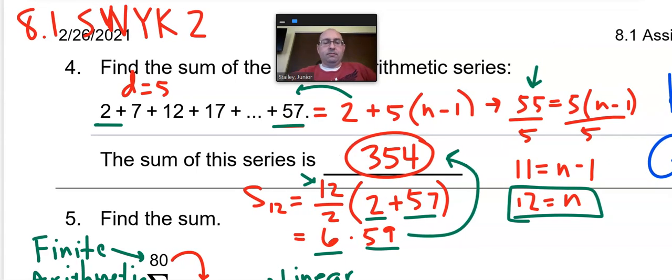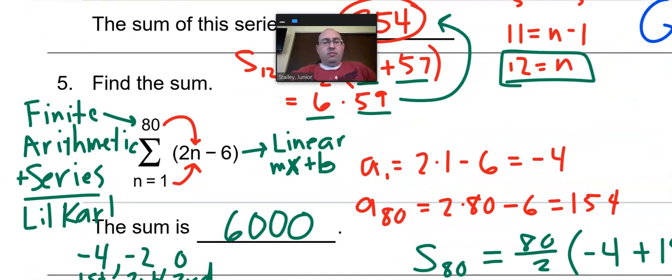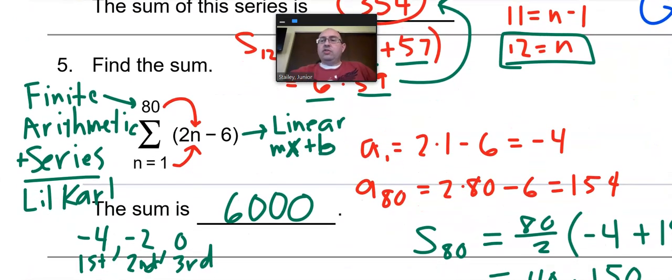Next question. Okay, there it is. So this one starts out with summation notation, right? It's saying that we're starting at the first term and we're stopping with the 80th term. And then they give me a formula, an explicit formula.